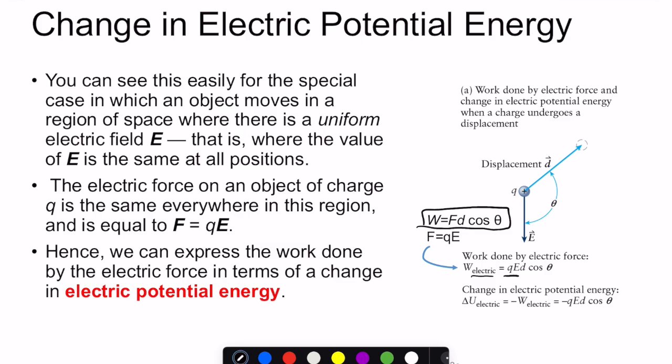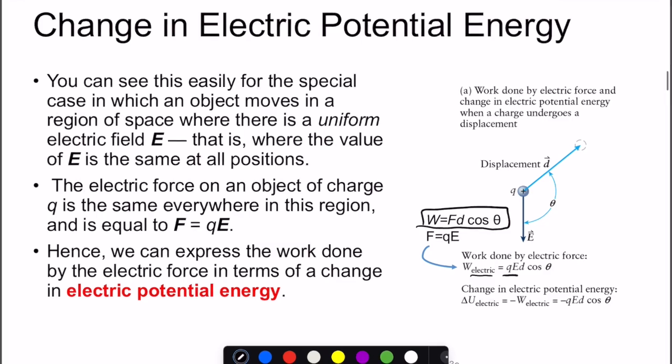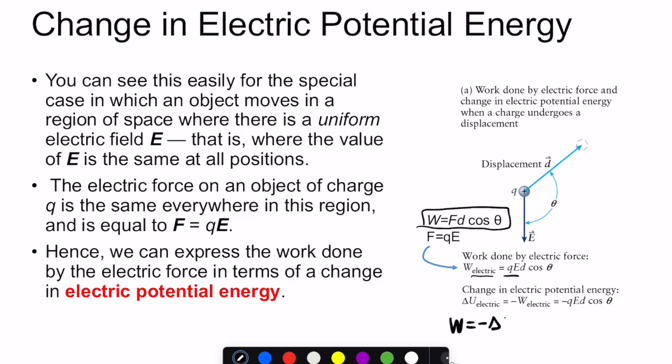So now if we relate that to the work done, which is negative delta U, we can see that the work done is going to be equal to negative change of potential energy, or we can express it as a positive value: delta U equals negative work done. And therefore, the change in potential energy in this situation is going to be equal to negative QED cosine theta, which is right here. Okay, and so let's talk about this equation here. So this is representing the change in potential energy with respect to a particle moving in an electric field.